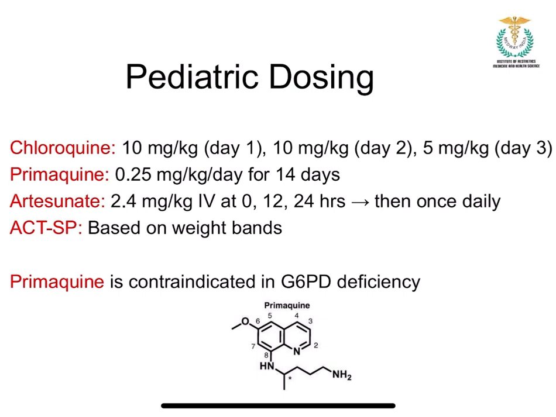So there are weight bands also. When you start ACT, it comes as a syrup also. There is a syrup called Lumerax, and there is a weight band also. So 10 to 15 kgs, you give this much, 15 to 20, you give this much. That is also a good table. It is given behind the bottle of the syrup, and you can follow that.